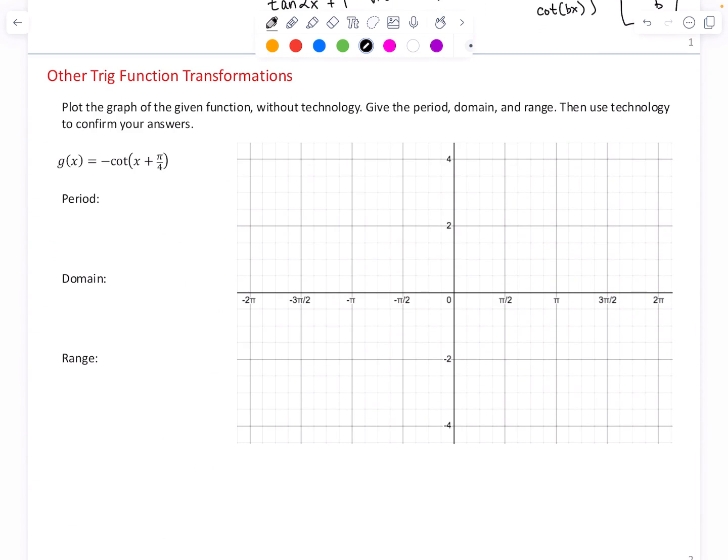Here the parent is cotangent. Focusing on one cycle, cotangent has an asymptote on the y-axis, and then later again at pi. At pi halves, cotangent is 0. And just like tangent, if you go to the right from that inflection point halfway towards the right asymptote, then there will be a vertical displacement of 1, but this will be downwards 1, because the cotangent of 3 pi fourths is negative 1.